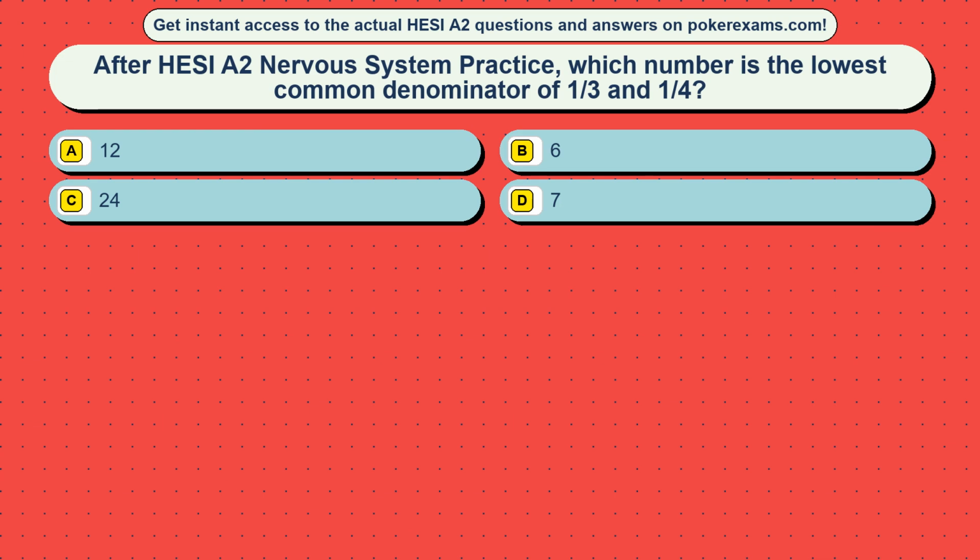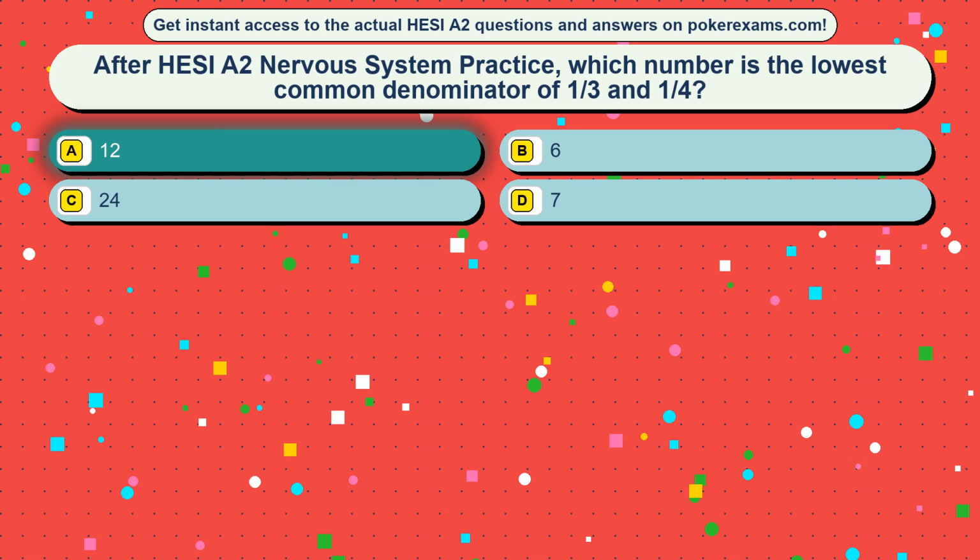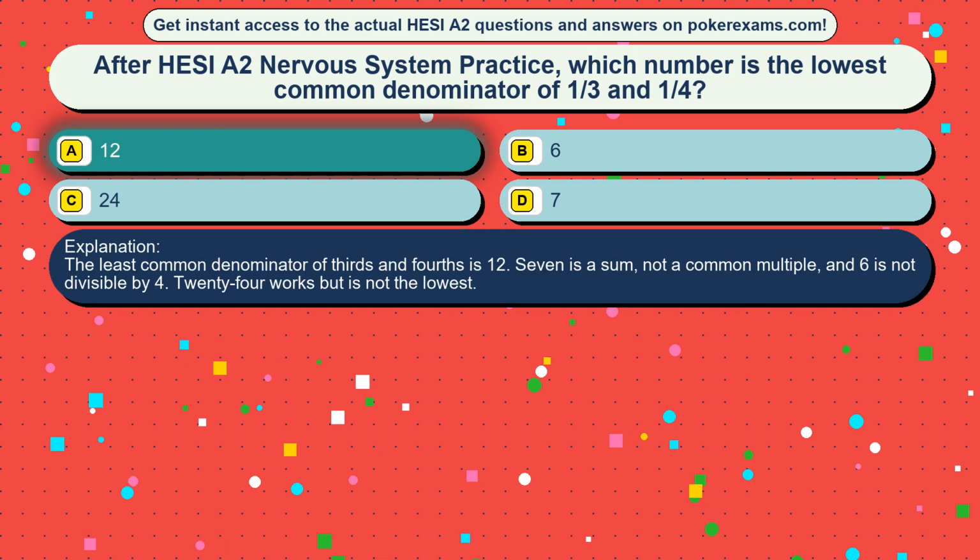Question 46. After HESI A2 nervous system practice, which number is the lowest common denominator of 1/3 and 1/4? Option A, 12. Option B, 6. Option C, 24. Option D, 7. The correct answer is option A, 12. The least common denominator of thirds and fourths is 12. 7 is a sum, not a common multiple, and 6 is not divisible by 4. 24 works but is not the lowest.